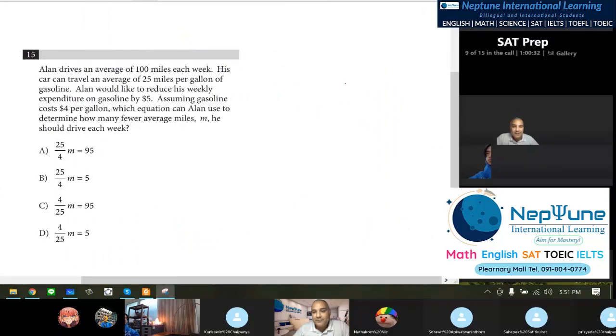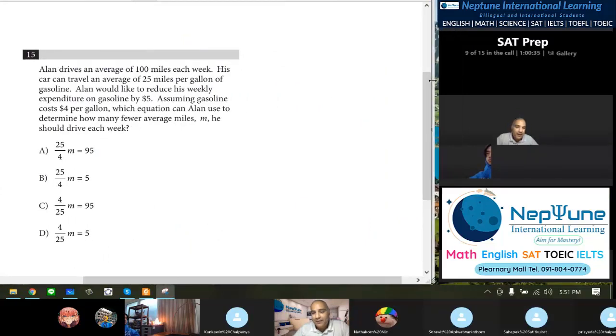Alan drives an average of 100 miles each week. His car can travel an average of 20 miles per gallon of gasoline. Alan would like to reduce his weekly expenditure on gasoline by 5. So I think this is not the answer because I want 5. He wants to reduce 5. So it's either B or D. Assuming gasoline costs $4 per gallon, which equation can Alan use to determine how many fewer average miles M he should drive each week? So basically, he wants to reduce cost 5.